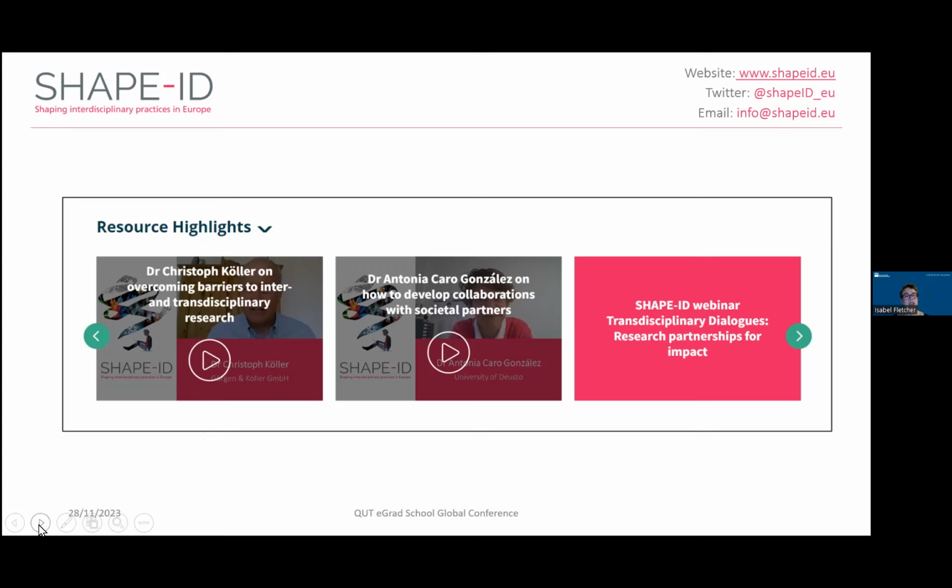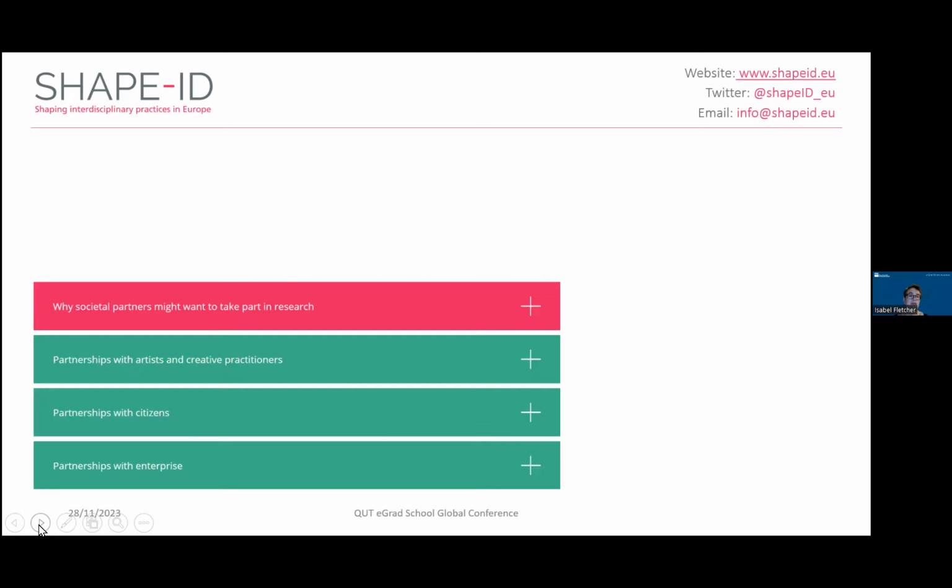Below that, on the same page, is what our web designers called accordions. So it's a short list of topics, subtopics within this goal. Partnerships with artists and creative practitioners, partnerships with citizens, partnerships with enterprise. These were our key stakeholder groups for Shape ID.